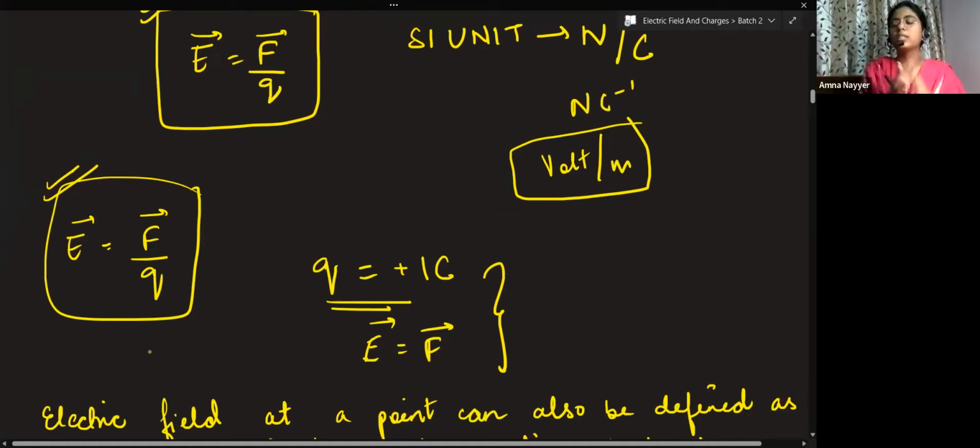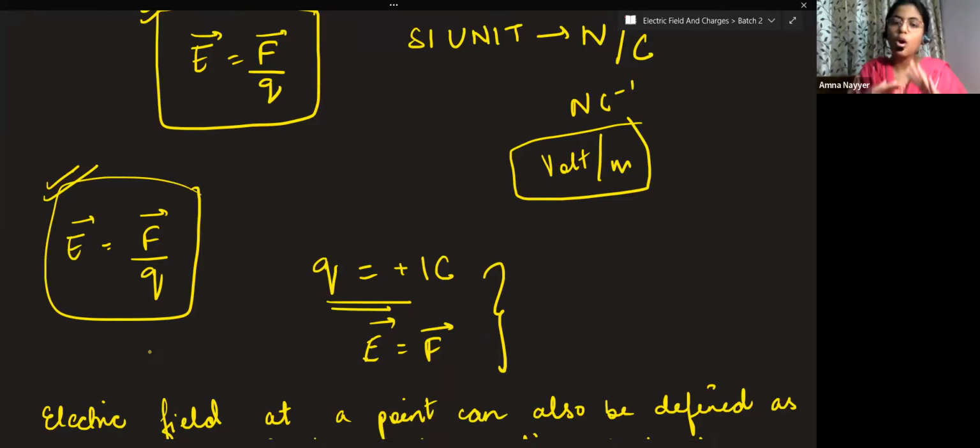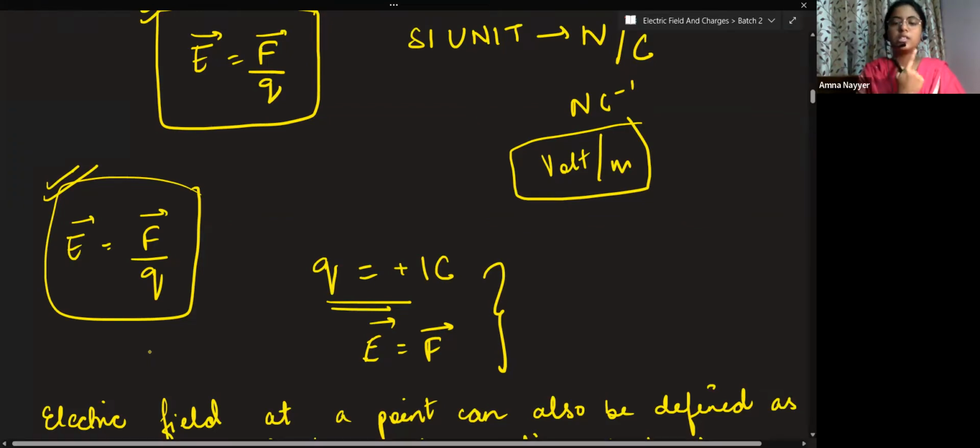So electric field can also be defined as all the force experienced by a unit positive charge. That is what is meant by electric field.